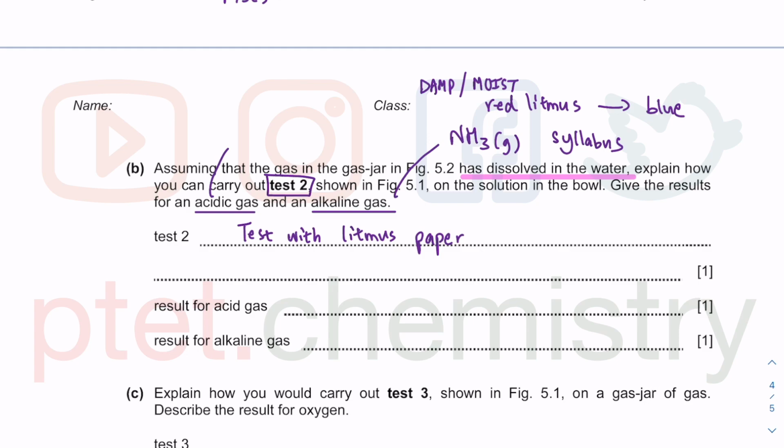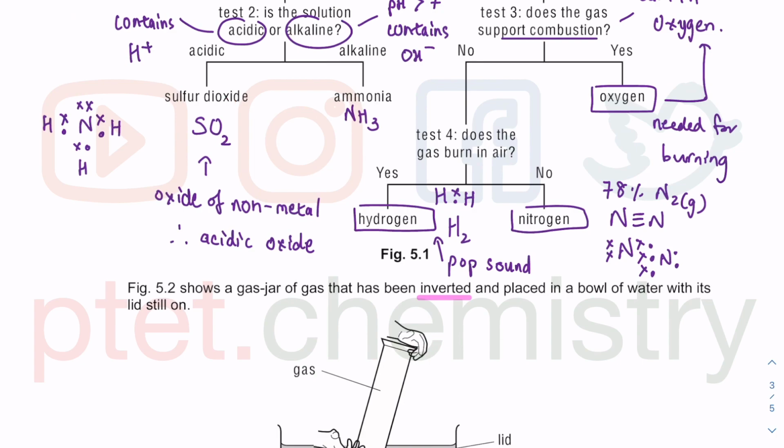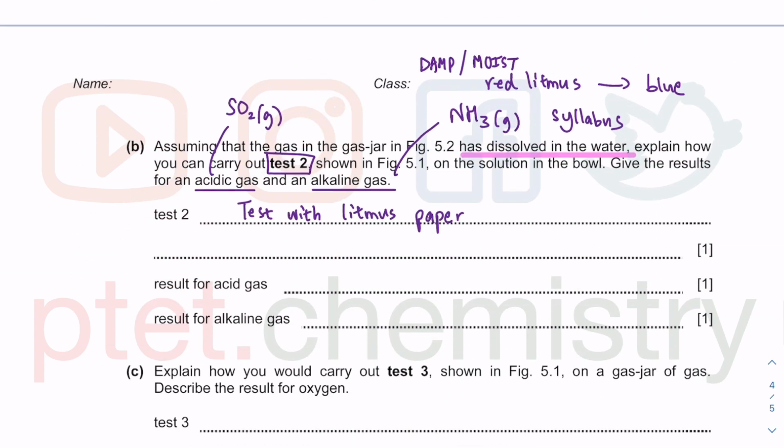Whereas for acidic gas, you will have SO2 gas from the question earlier, sulfur dioxide with 2 oxygen on the sulfur. This is an acidic gas. So what we do with the acidic gas is the other way around, the blue litmus going to red. So the result for acidic gas: damp blue litmus paper will turn red because it's acidic.